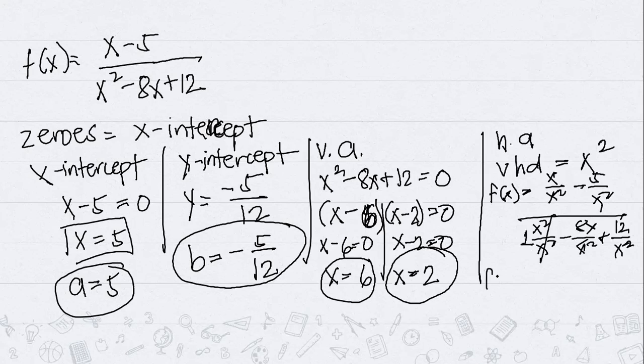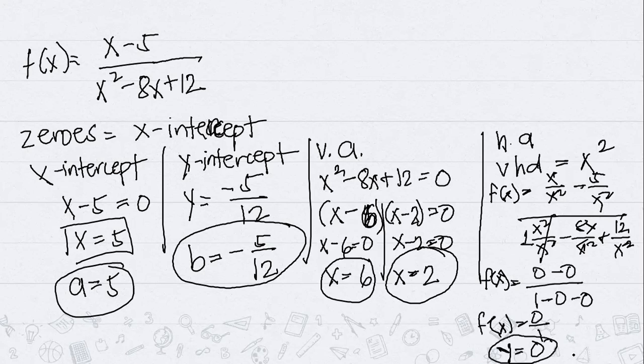So, we have f of x is equal to 0 minus 0 over 1 minus 0 minus 0. So, f of x natin is equal to 0 over 1. Basically, ang f of x is y. So, y is equal to 0. So, ang ating horizontal asymptote is at y equals 0. And, ayun na siya.